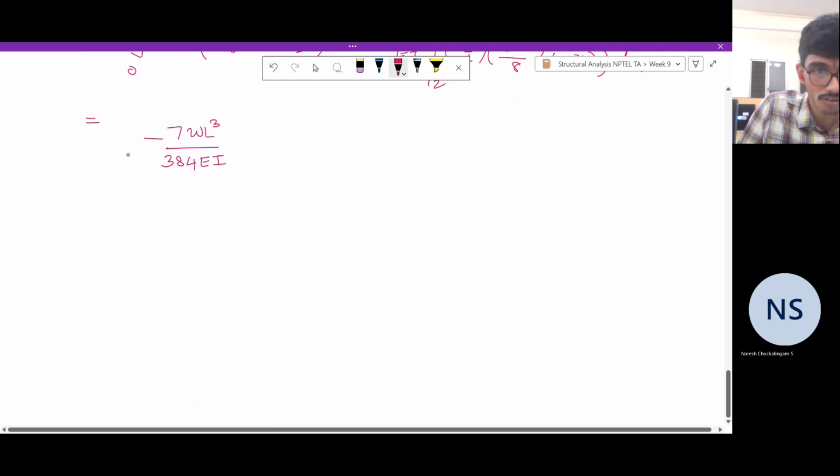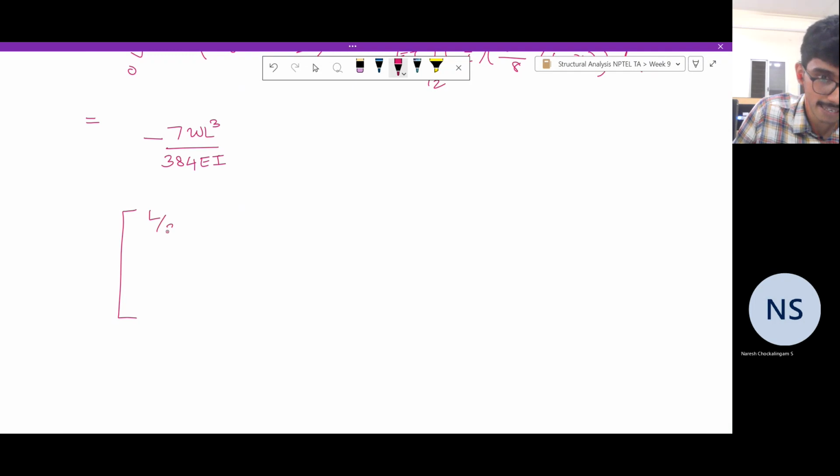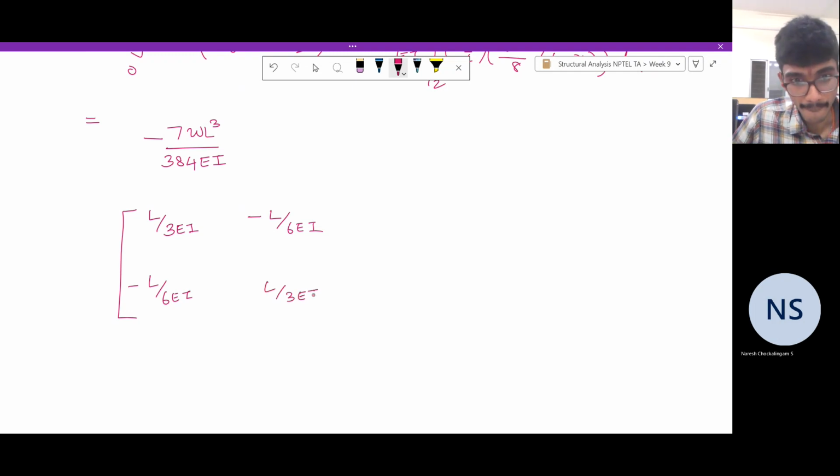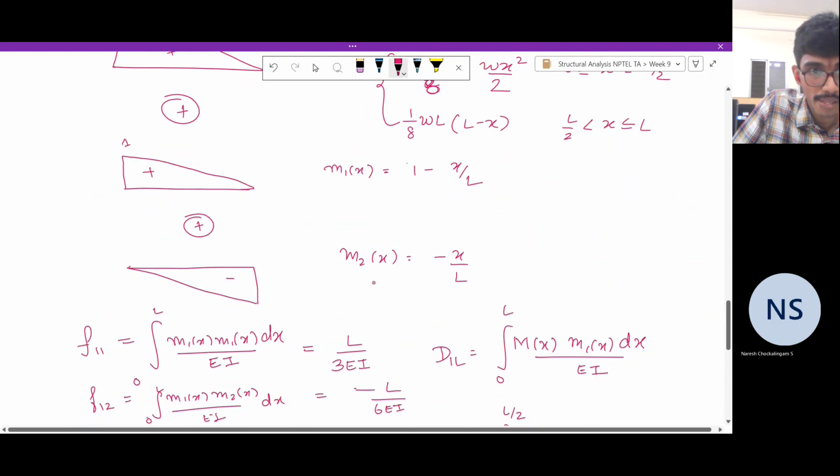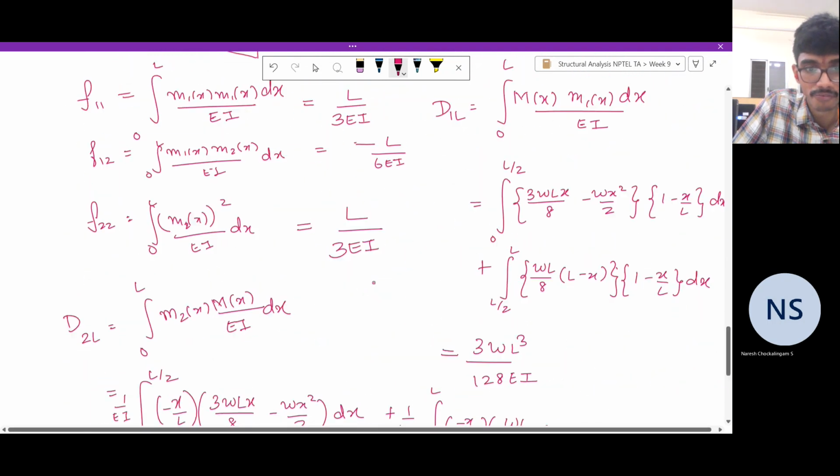Now, what is the system that we need to solve for? So the system that we get is F11, which is L by 3 EI. F12 is minus L by 6 EI. F21 is minus L by 6 EI. And F22 is L by 3 EI. Our redundant forces are the fixed end moments themselves. So here we have MAB F.